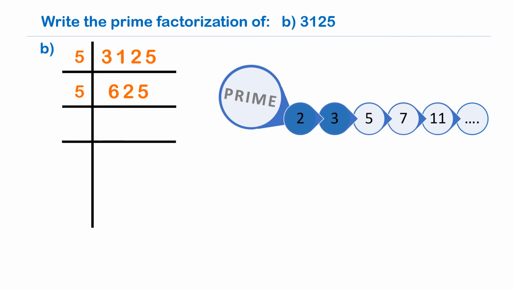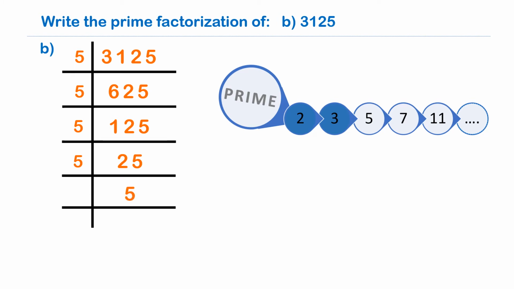If we divide 625 by 5, we get 125. Again, see the last digit. The last digit of 125 is 5. So again, divide 125 by 5, we get 25. And we all know that 25 is divisible by 5. So write 5 to the left of 25 and divide. We get 5.